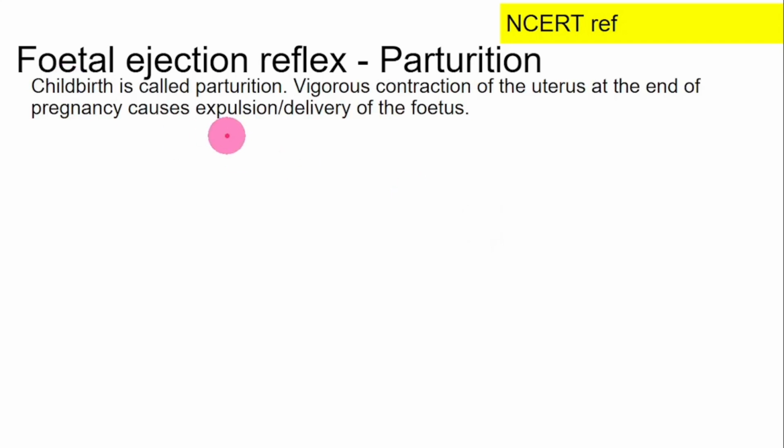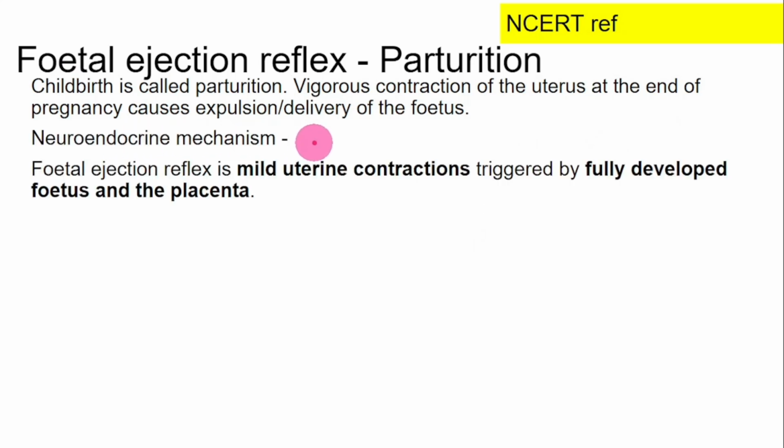So let's see what is given in NCERT. Childbirth is called parturition. Vigorous contraction of the uterus at the end of pregnancy causes expulsion or delivery of the fetus. So this is a neuroendocrine mechanism. Fetal ejection reflex is a mild uterine contraction and it is triggered by the fully developed fetus and the placenta. This statement is important because it can be asked in two-statement questions. They can change something over here. Instead of mild, they can make it strong uterine contraction. So keep all these keywords in your mind when you're revising the concept.